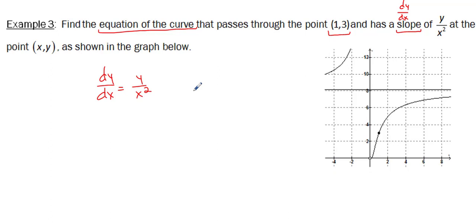Now, we need to separate variables. That means collect all the y's and dy on one side, all the x's and dx's on the other side. Okay? So the only way I can get this dx to the other side is by multiplying, right? The only way I can get this y to the other side is dividing. So I'm going to have 1 over y dy equals 1 over x squared dx.